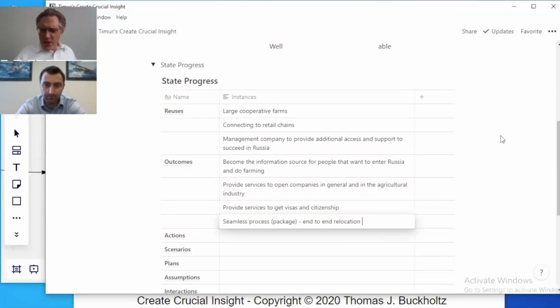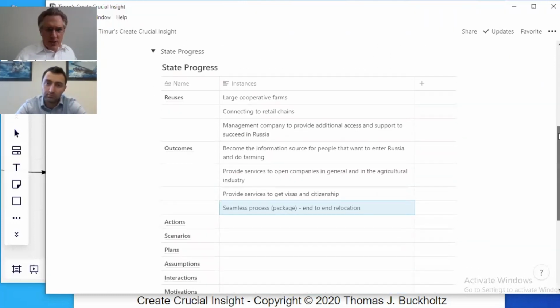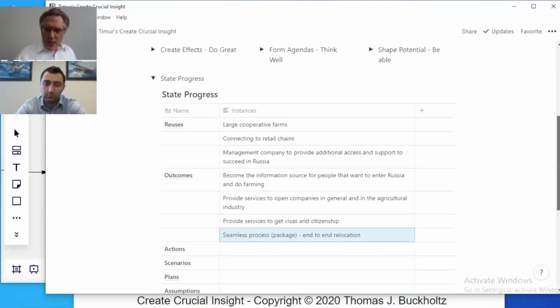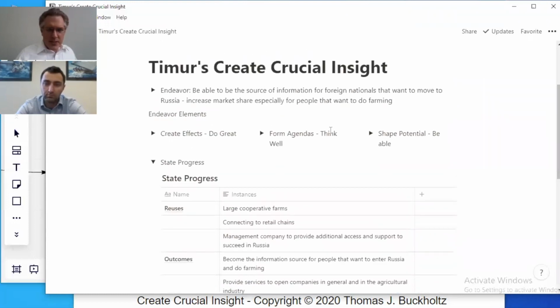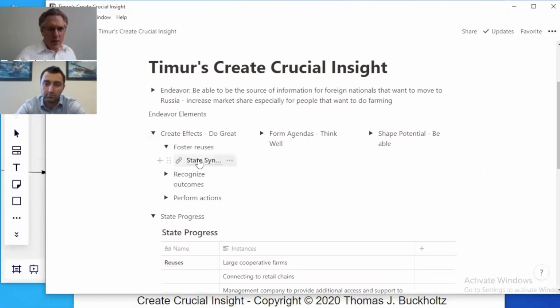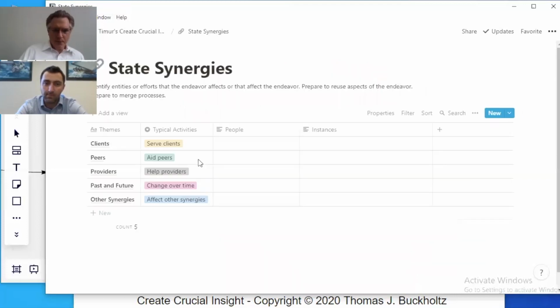All right, my head started to jumble around trying to figure out what all the pieces to this process are. There's two ways we can go. We can continue to work through the state progress checklist, or we can start to focus on one area specifically. Now, to really understand the moving pieces, because it seems like there's a lot of them, let's take a quick look at state synergies.